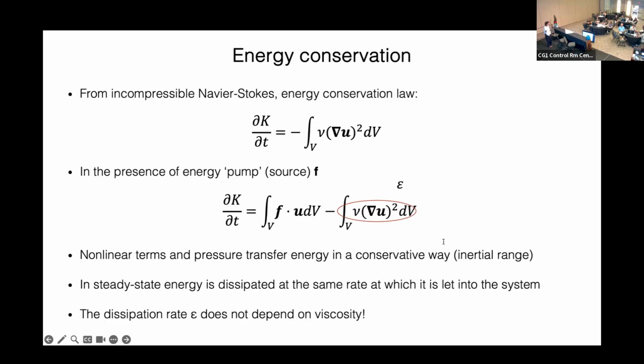So the implications of all of this are two. Number one, I already said that the nonlinearities are responsible for transferring energy across the scales conservatively. And the other implication is that if a steady state is reached, the mean dissipation rate per unit mass does not depend on viscosity. And this is the fundamental property of turbulence.